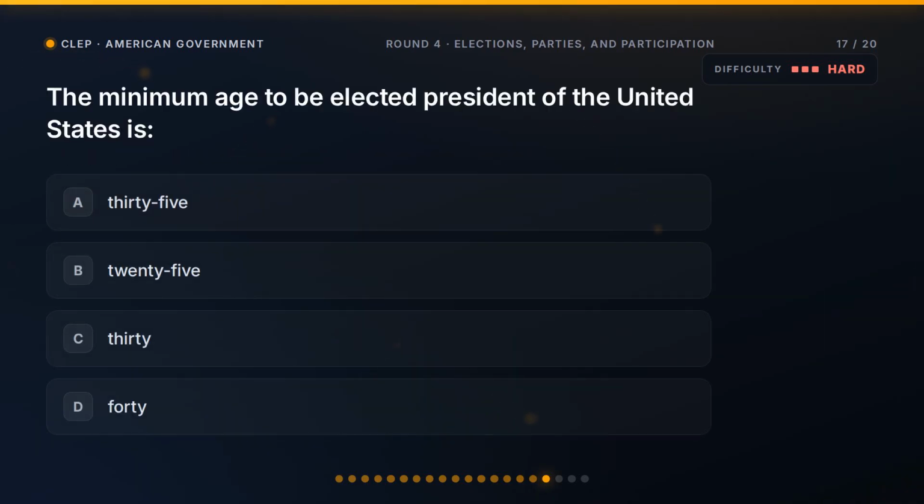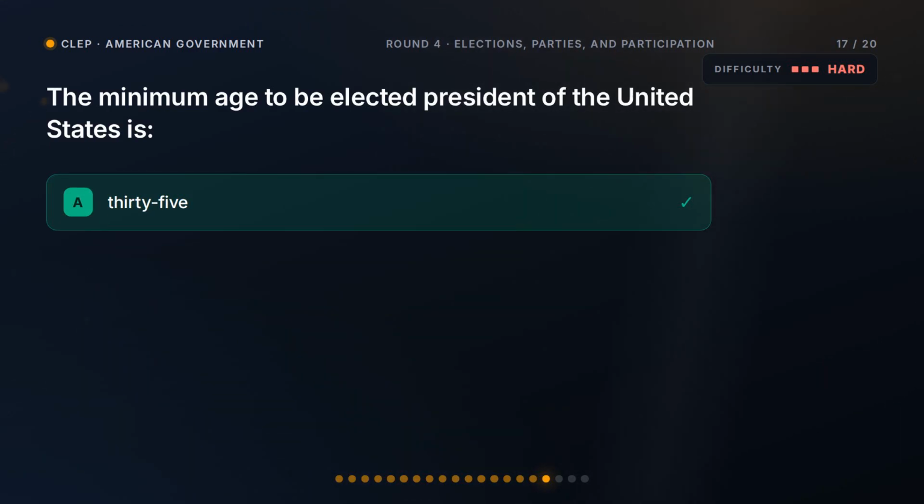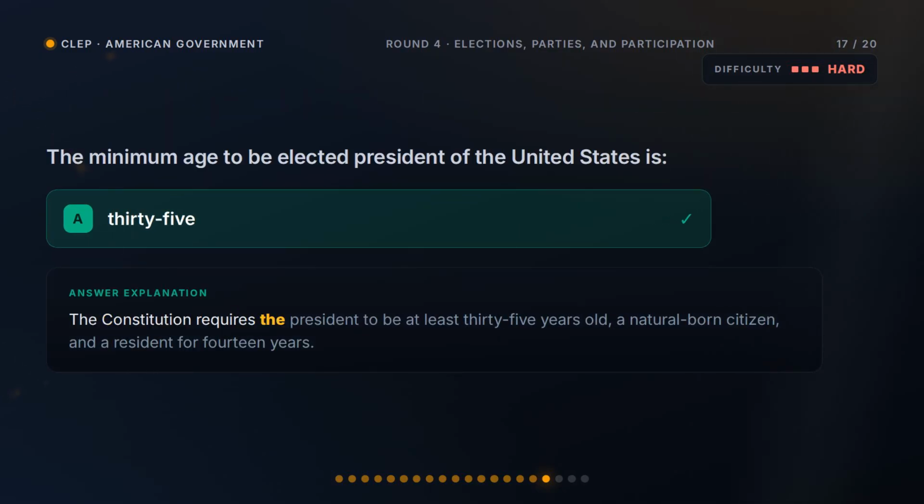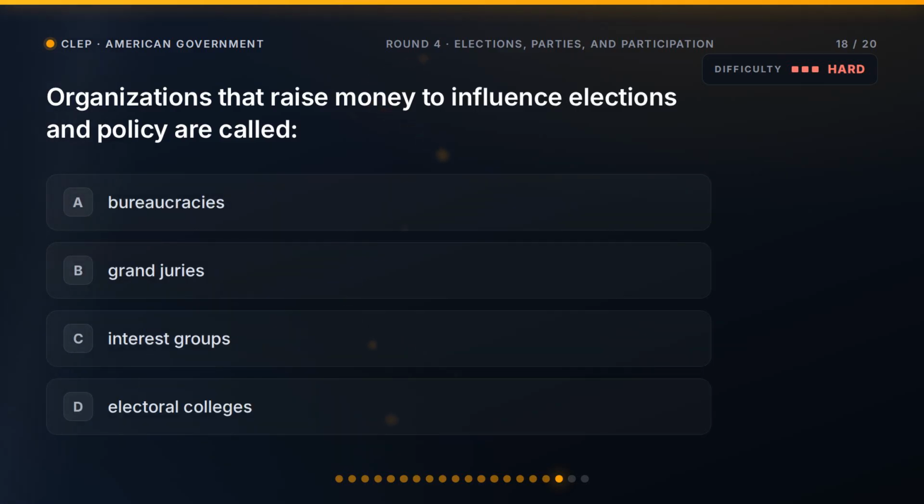Question 17. The minimum age to be elected President of the United States is A. 35, B. 25, C. 30, D. 40. The answer is A. 35. The Constitution requires the President to be at least 35 years old, a natural-born citizen, and a resident for 14 years.